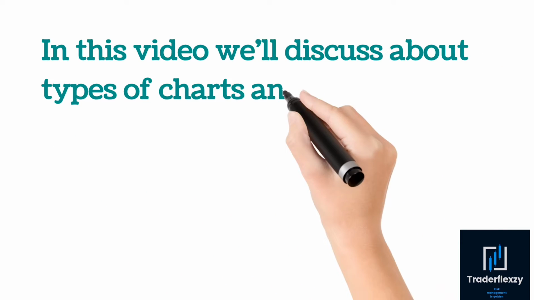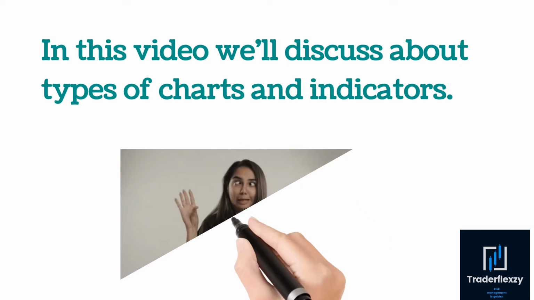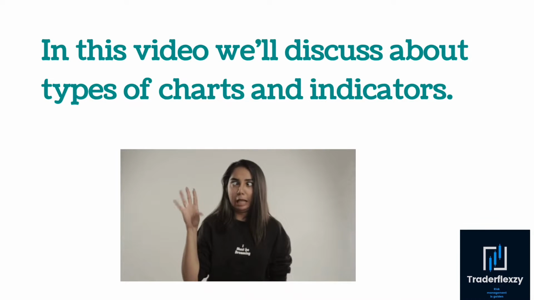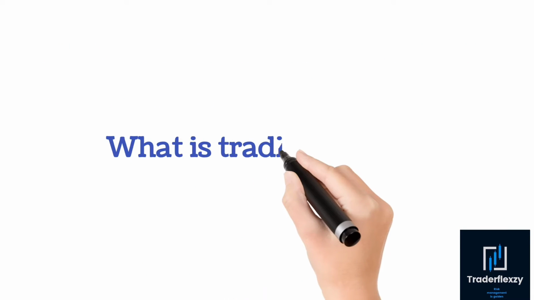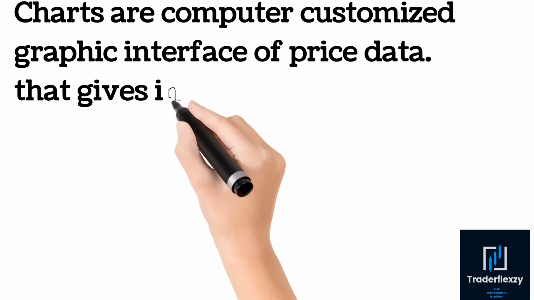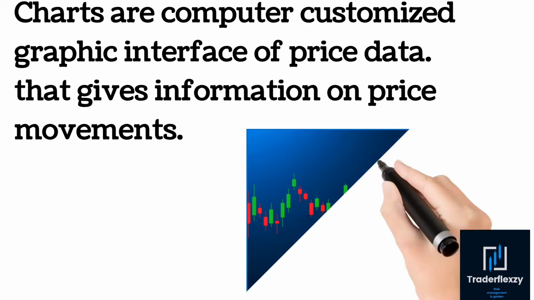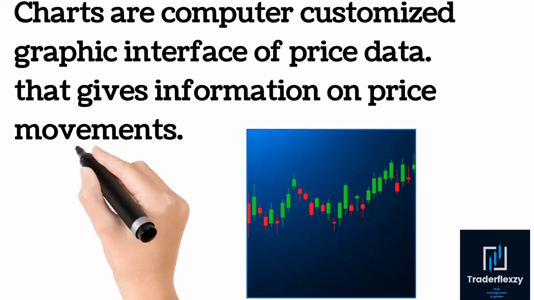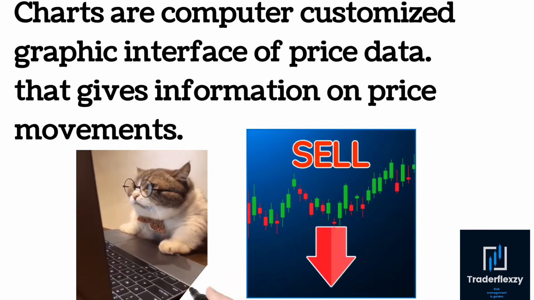In this video, we will discuss the types of charts and indicators. What is a trading chart? Charts are a computer customized graphic interface of price data that gives information on price movements.